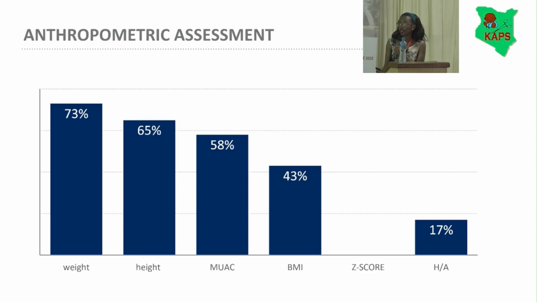So this was how we did the anthropometric assessment of the patients. This is a delineation. The 73% means that 73% out of the 100 patients sampled had their weights taken, 65% had their heights taken, 58% had their MUAC taken, and BMI 43% of them. There was no patient who had a Z score, and 17% had their height for age.